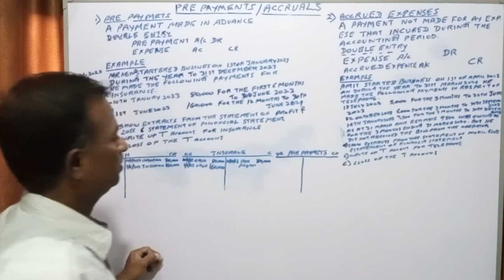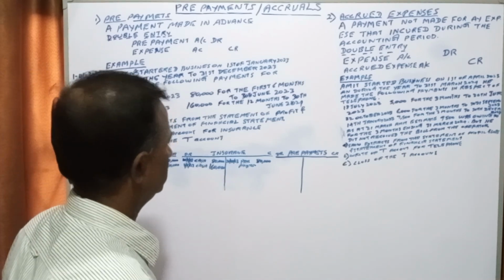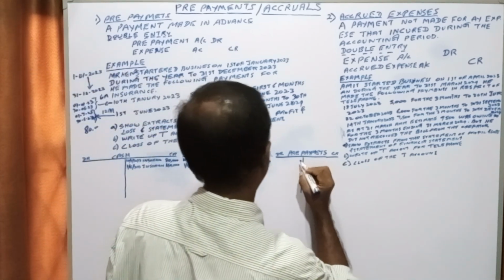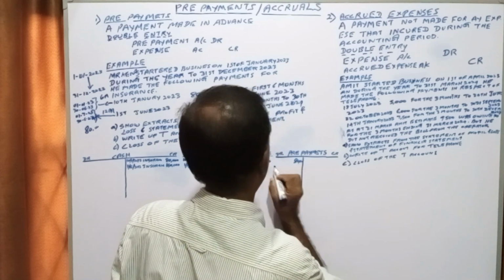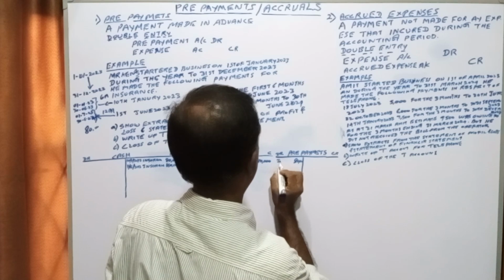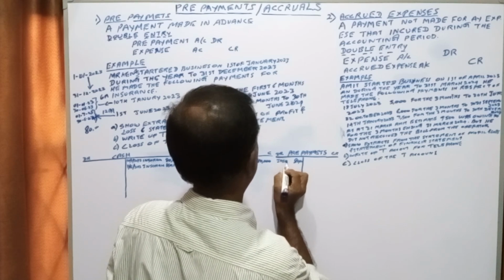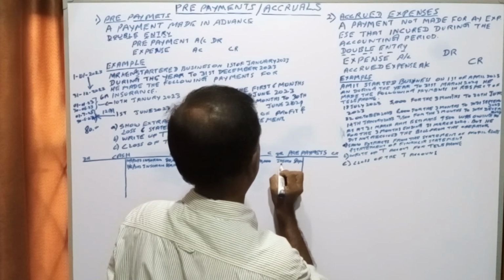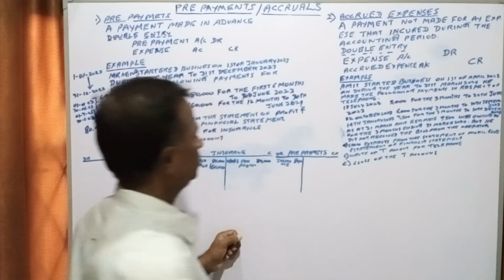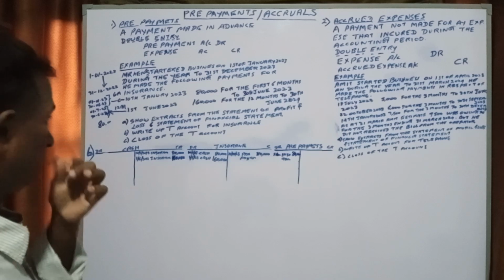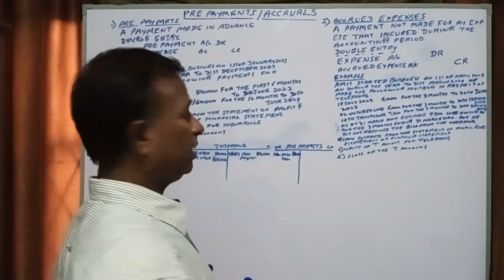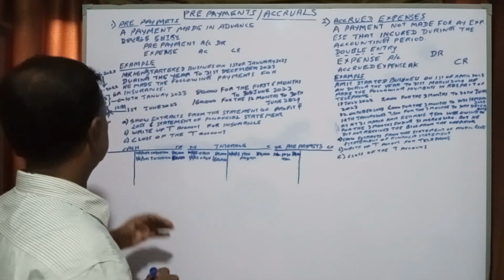Prepayment account. Okay, 80,000. Then prepayment account going to debtor, which means insurance. Insurance 80,000. So now we have to balance it. Requirement.